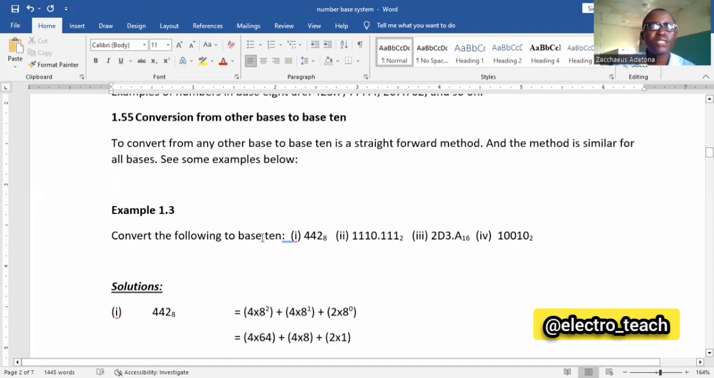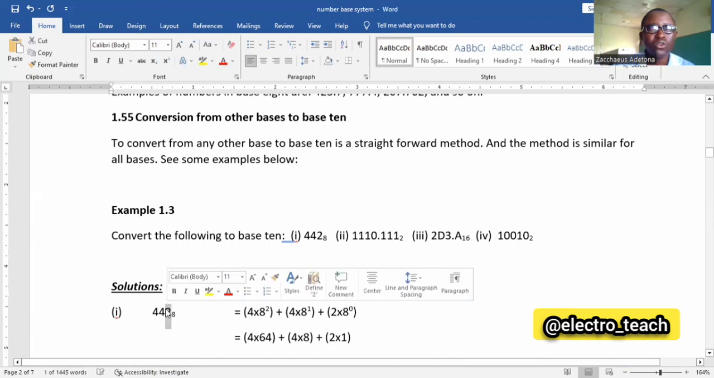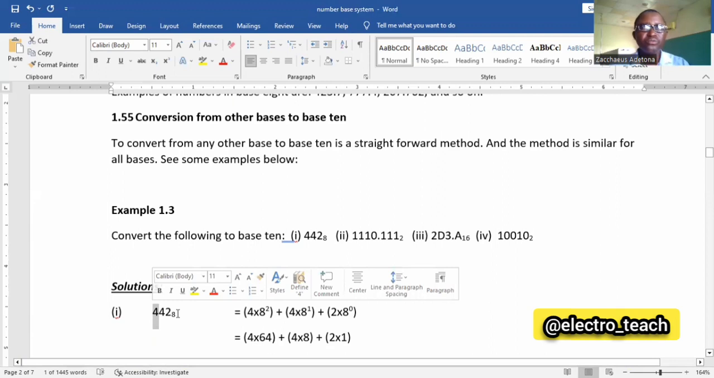The solution is here. For instance, the first one is 442 in base 8. So we are going to use the place values of numbers to convert them. We have 442 base 8 equals, remember we are dealing with base 8. So the 8 will be having powers from here: 0, 1, 2, that is going backward. Then we add them all up when we multiply by each number on the digits.